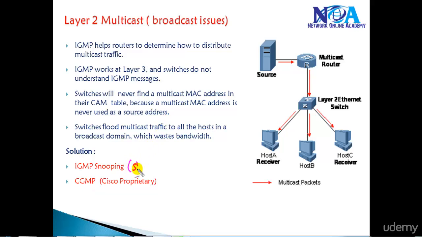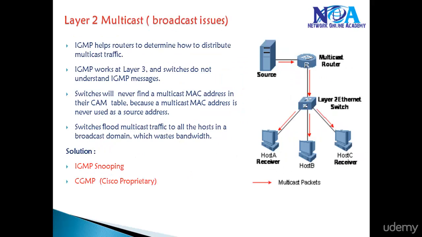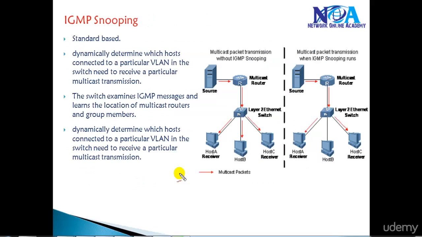So IGMP snooping is a standard way to provide the information, where the switch learns on which ports you have receivers connected, on which ports you don't have receivers, on which ports you need to forward the multicast traffic, and on which ports you should not forward it. There is also a Cisco proprietary method, CGMP, and it does the same job. They work slightly differently, but IGMP snooping is the default feature enabled on all the switches, and it's a standard-based solution for this. The main job of IGMP snooping is to determine on which ports you have receivers connected and on which ports you don't.